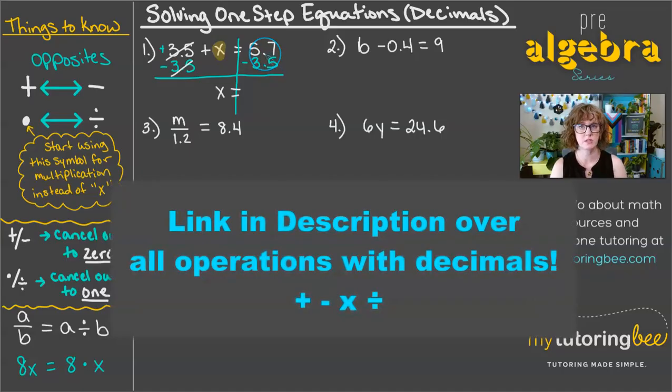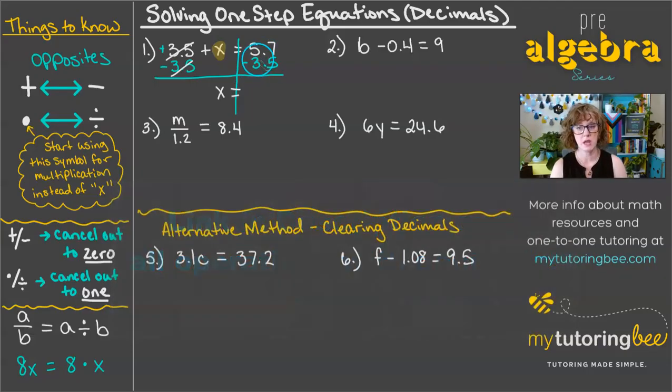With decimals, just be sure to line up your decimal points and line up those place values. In this case, both of my decimals just have one decimal place after the decimal point, so pretty easy to line up. So we're just going to subtract. 7 minus 5 is 2. I'm going to drop down my decimal, and then 5 minus 3 is 2. So we wind up with x equals 2.2.